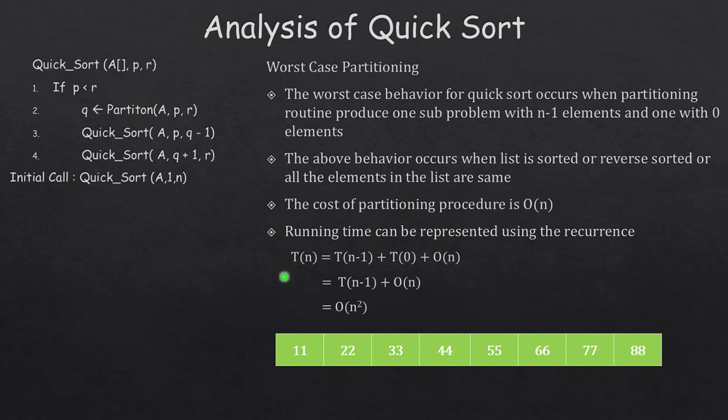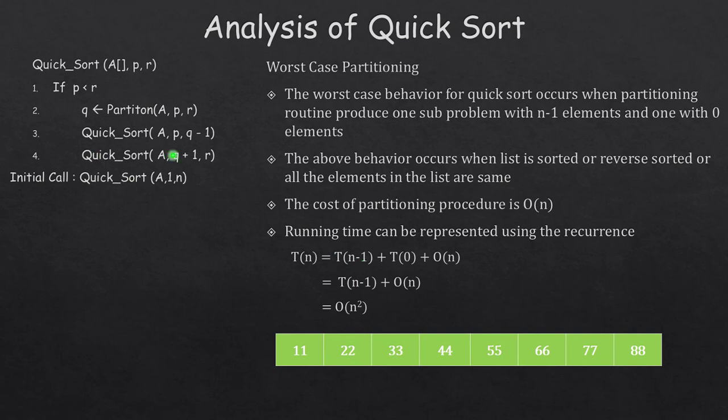Here let T of n be the time complexity of quicksort for n elements. When I am sorting n elements, what will be the complexity of this partition procedure? It will be O of n. That O of n is written here. This call of quicksort is for the left piece. How many elements are in the left piece? We have n minus 1 elements in the left piece. So I am writing it as T of n minus 1.